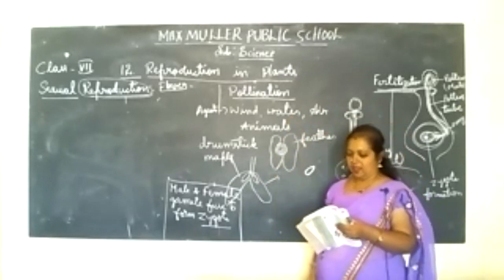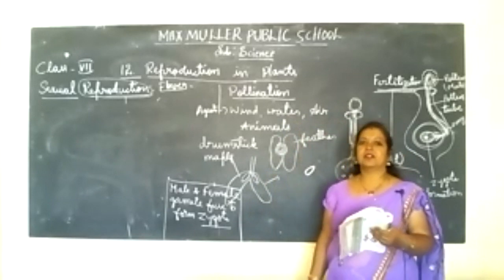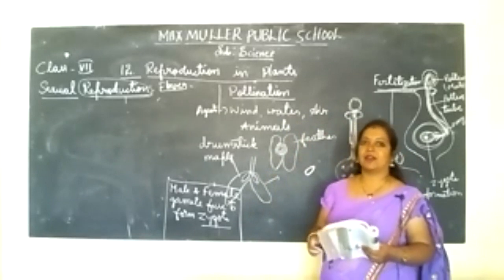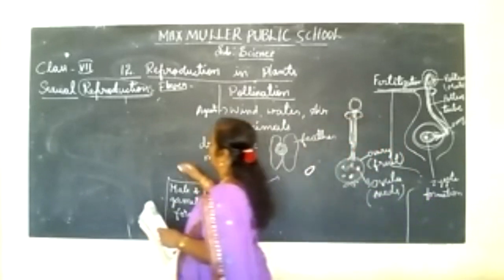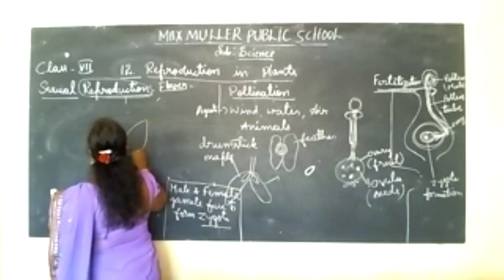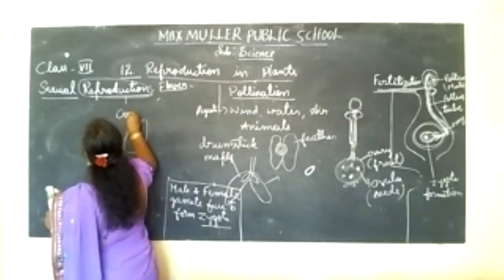Then we'll see dispersal by water. Water means some of the plants have seeds with fibres, like the coconut. Here they have given the coconut as an example.